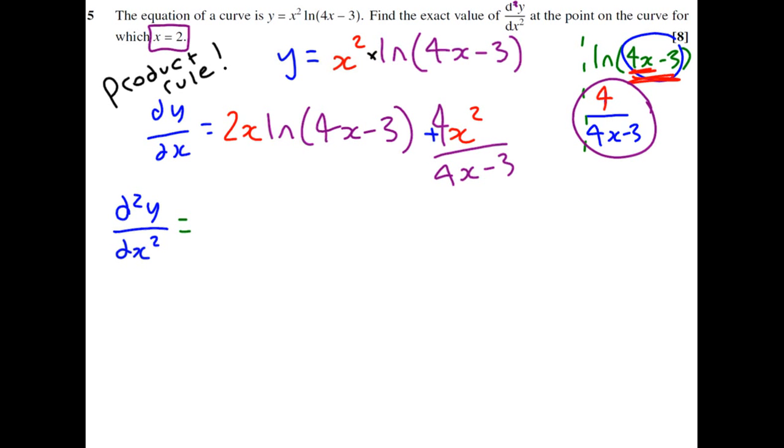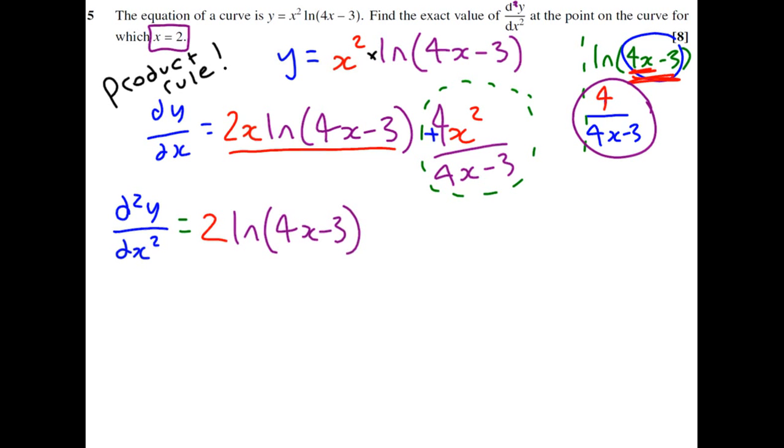So we'll do the answer to this one in green separate. Okay, so we're going to use the product rule again. This first part of the differential, we differentiate again: differential of the first times the second plus the first times the differential of the second. Well, it's handy that we already know what the differential of ln(4x minus 3) is. So we're just multiplying by this again. So times it by 4, we get 8 over 4x minus 3.